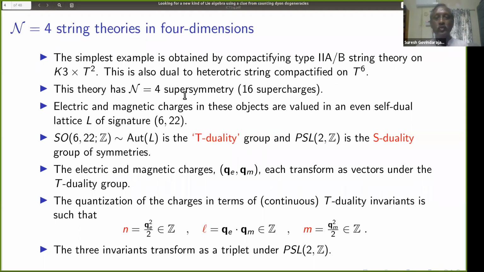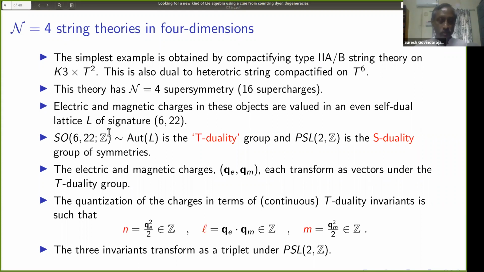This theory has N=4 supersymmetry, which is 16 supercharges if you count it up. So in 4-dimensional supersymmetry language, it's N=4. The point is that this is very esoteric, and more realistic ones would have lesser supersymmetry or even no supersymmetry. In this theory, the electric and magnetic charges are objects valued in an even self-dual lattice of signature (6,22).